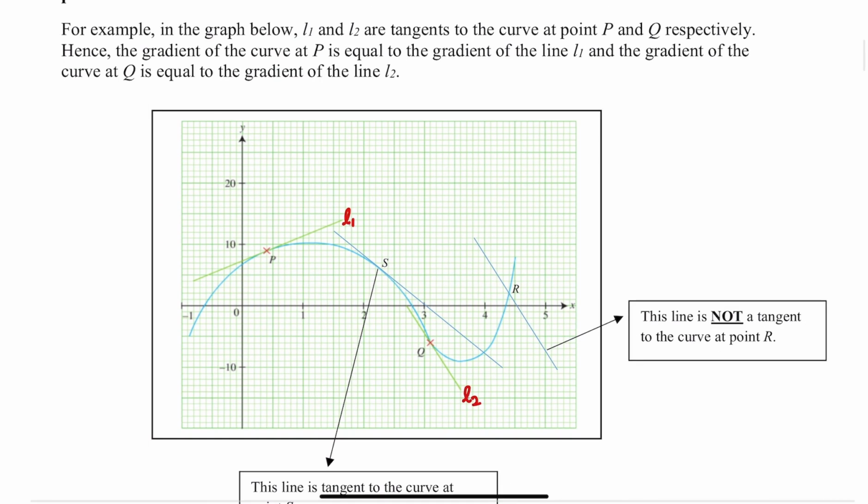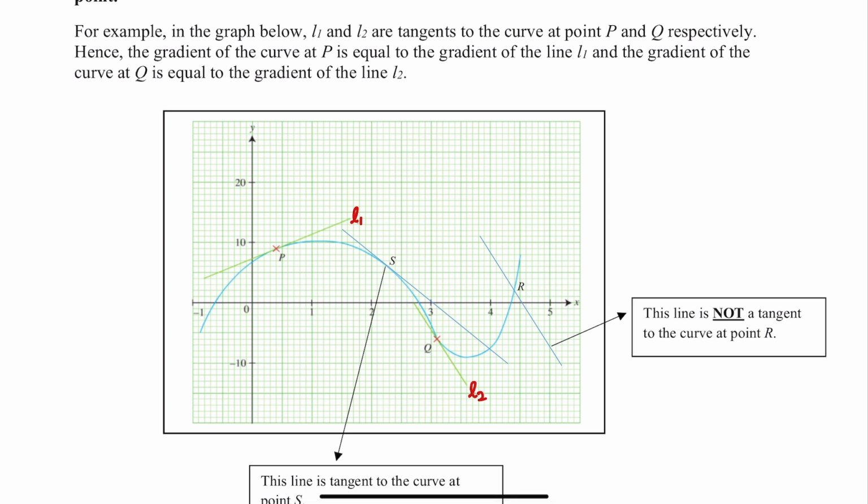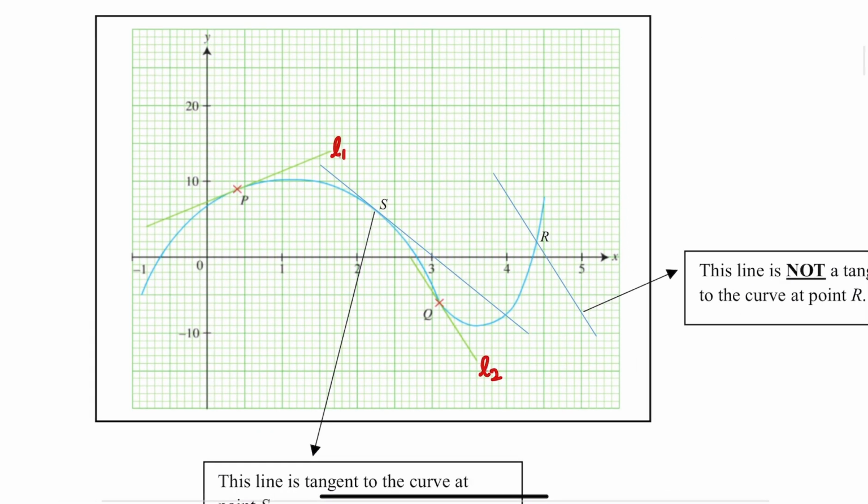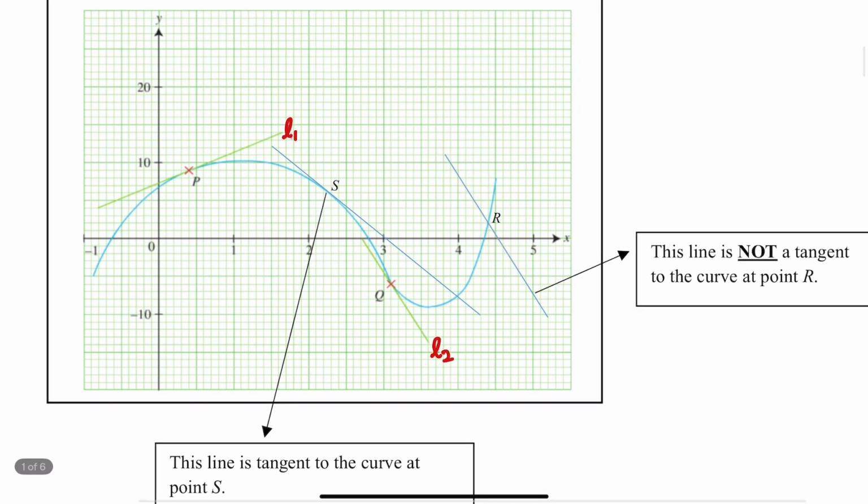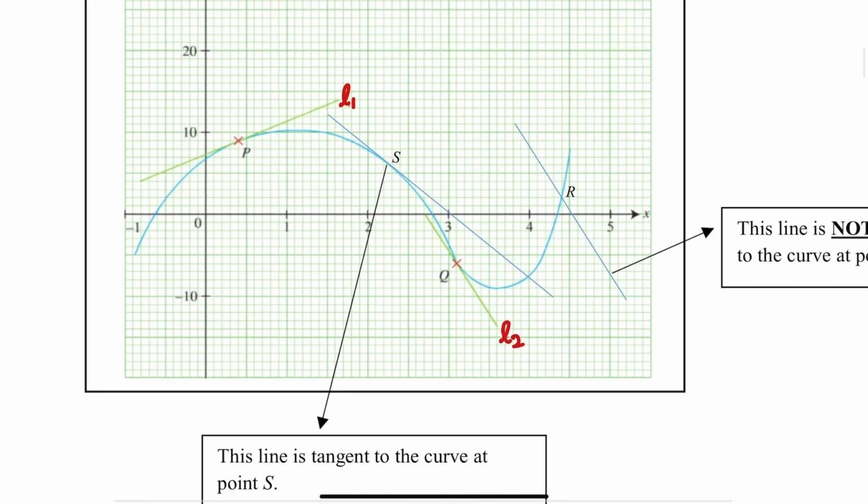Okay, so in this worksheet you will learn how do we draw a tangent. So take note, you can see that this blue line here is not a tangent to the curve because it doesn't tell us how steep the curve is, and over here point S also, this blue line here is also a tangent to the curve. Okay, so what does it mean by tangent?